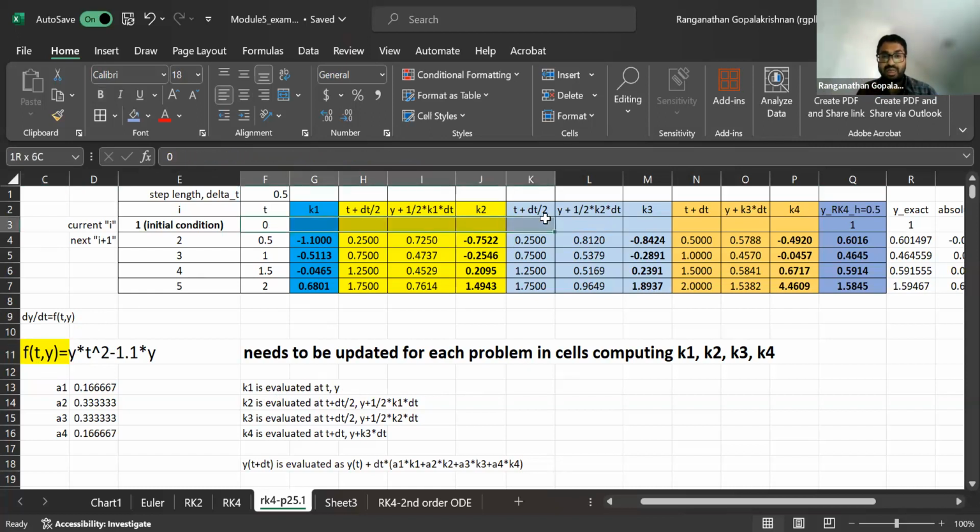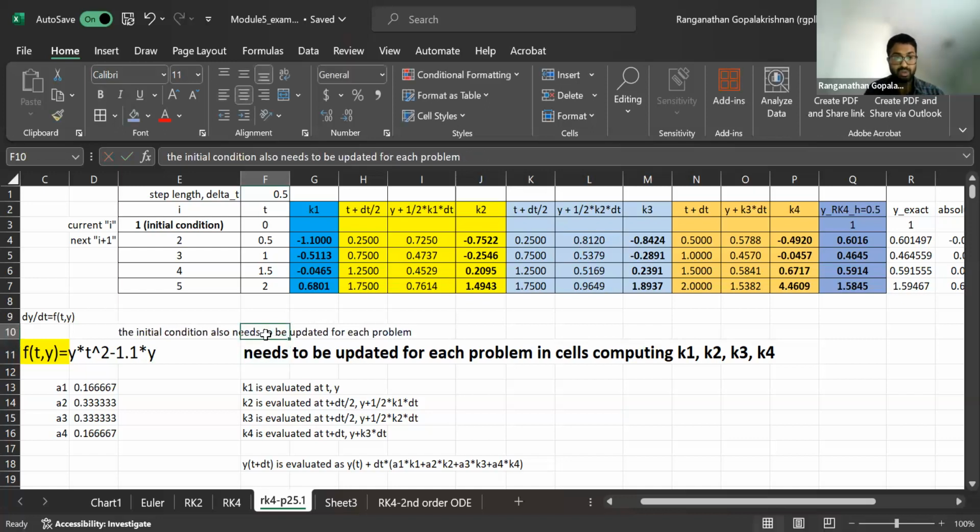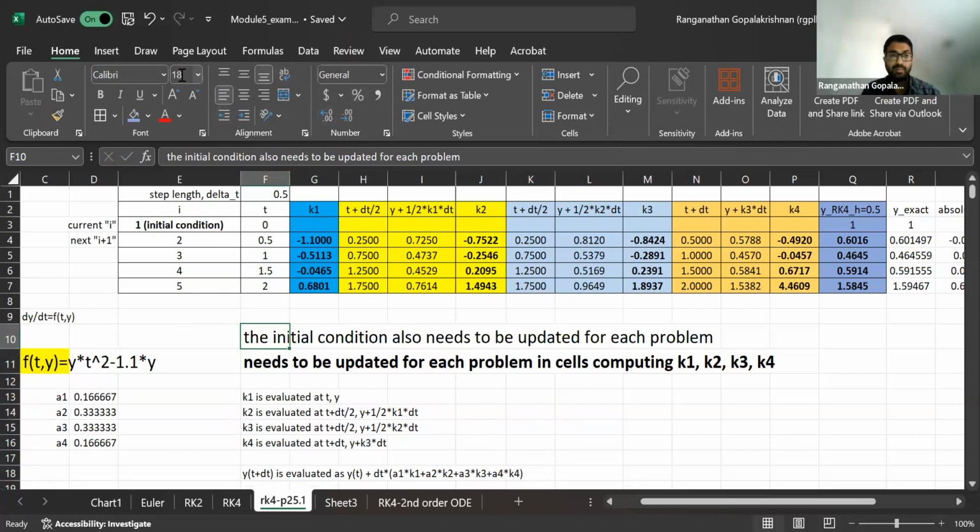That's one of the things that will change. The other is the initial condition. So you will have to update the function. The initial condition also needs to be updated, specific for each problem. So these are the two things you need to keep in mind when you try to apply this sheet to solve another problem as you practice more. I've left these notes here so that they'll be helpful for you when you try.